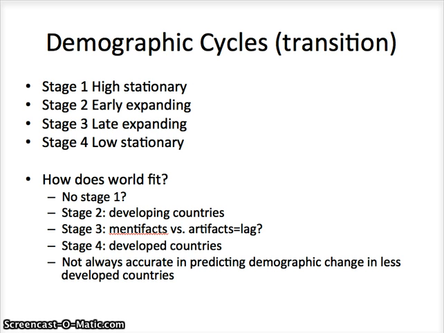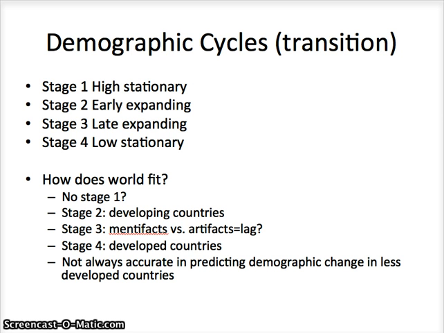As I said, it has four different stages, and the assumption is that countries move through these stages. In the high stationary stage, which is stage one, you have high birth rates and high death rates. So you have a lot of people being born and a lot of people dying, so you have a relatively stationary population.